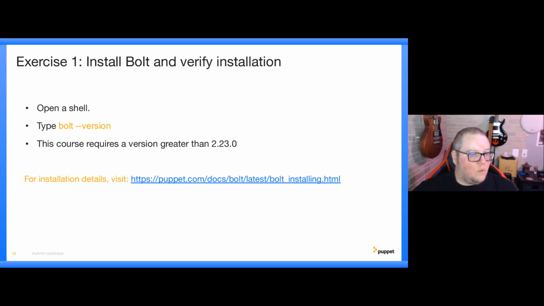So what we'll do is we'll go through, there's the link for installing. And when you're done, you should be able to open a shell, just do bolt --version. Just make sure, if you already have bolt on your system, we want to be at least 2.23.0 or ahead of that.